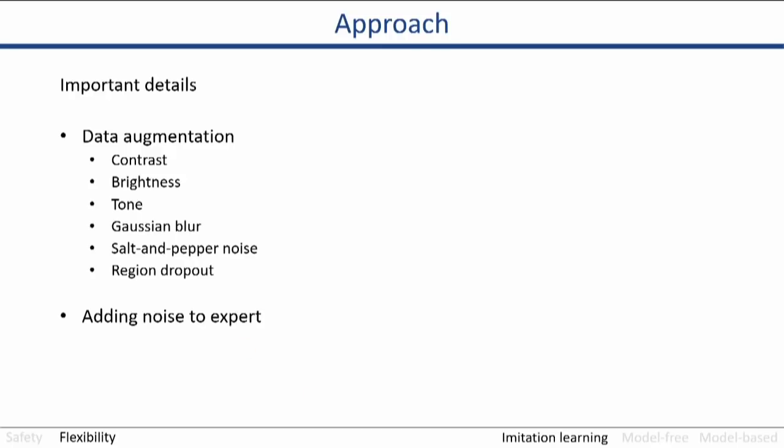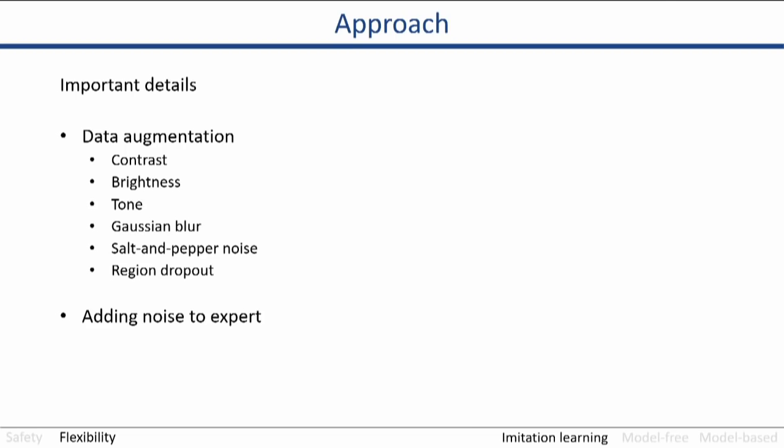The other thing that they did is they added noise to the expert. This is in the DAgger style. They added a bunch of noise, and then at some point the expert would take over. So this learned corrective behaviors and addressed the policy divergence issue that supervised learning and imitation learning tend to have.